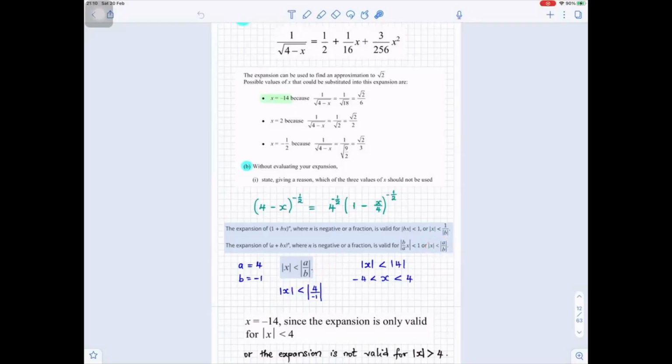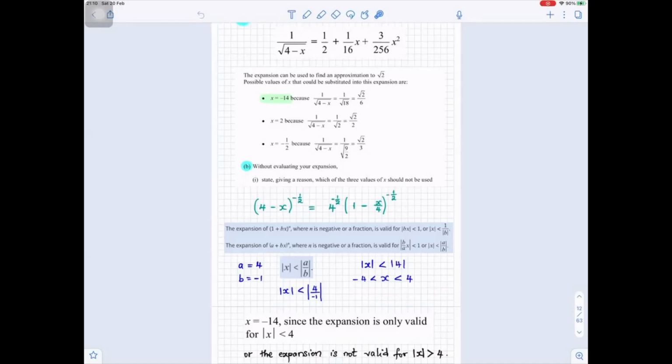That formula there. What's our a? Our a is 4. Our b is minus 1. So the absolute value of x should be less than 4 over minus 1, which means the absolute value of x should be less than 4. Which means minus 4 is less than x, less than 4. So between minus 4 and 4.